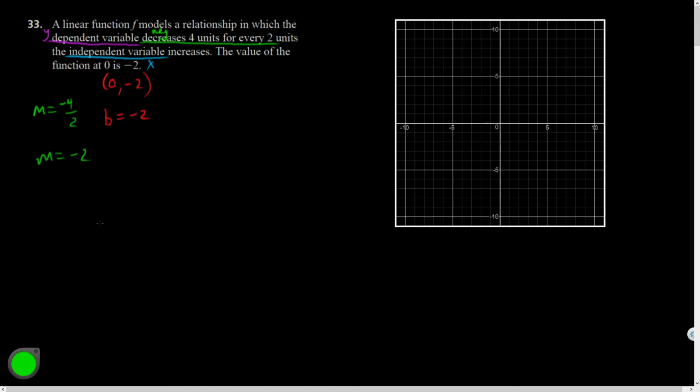So let's graph this. So I begin at the b, -2, and I'm going to move by my slope, which is either down 4 over 2 or down 2 over 1. I'll go down 2 over 1, down 1, down 2 over 1. And let's draw that line. Roll that beautiful bean footage right there.